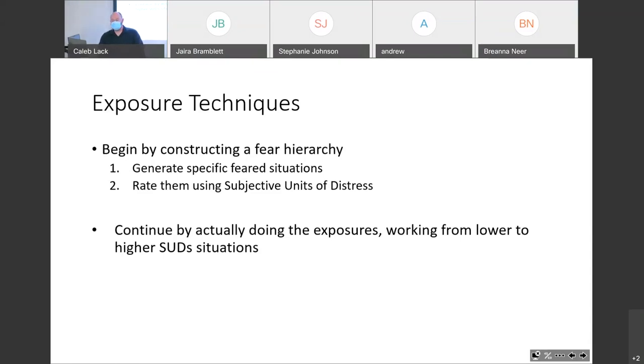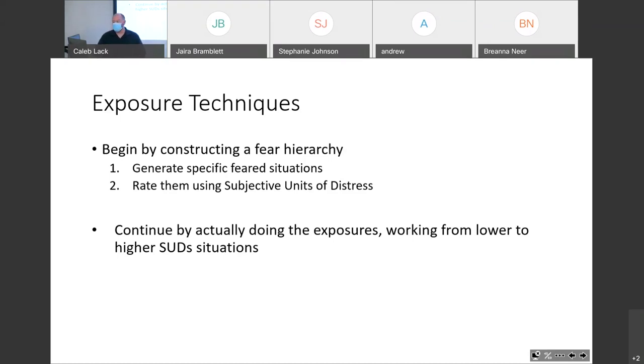You want to be doing good exposure. Start with a good hierarchy. And we do that by generating these very specific feared situations. Then we rate them using subjective means of stress, which we talked about. Faces, a 10 scale, red, yellow, green, totally depends on the development of the child. Then we start by working at the lower exposures and going our way up.